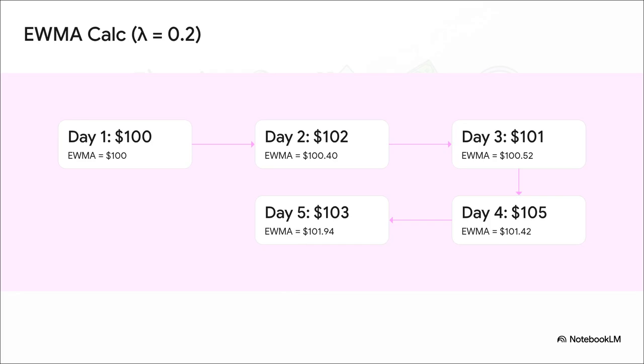Day 1, price is $100. So our EWMA is $100. Simple. Now, day 2, the price jumps to 102. The new EWMA kind of blends that new price with the old one, and we land at 100.40. You can see the pattern, right? Every new day, especially that big jump to 105 on day 4, the EWMA gets pulled strongly toward the new price. It's this constant moving blend of new info and recent history.